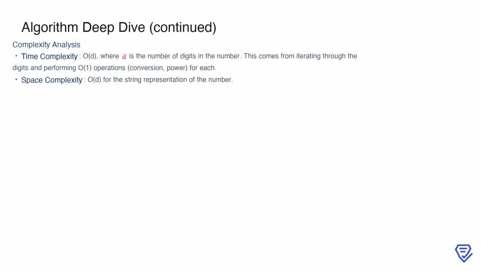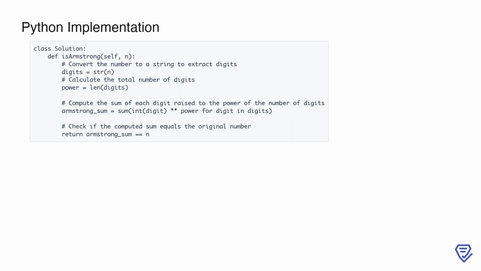These efficiencies make the algorithm well-suited for most practical use cases, especially when implemented in Python, which handles large integers and power operations efficiently. This Python implementation solves LeetCode problem number 1134, Armstrong number. The function isArmstrong determines if the input number n is an Armstrong number. Here's how the solution works.